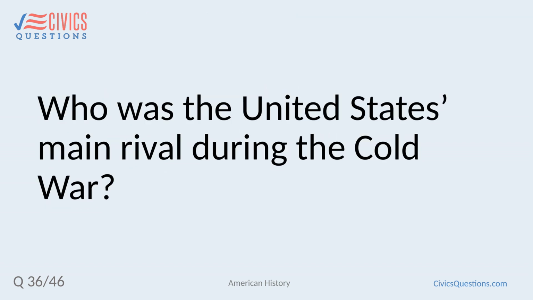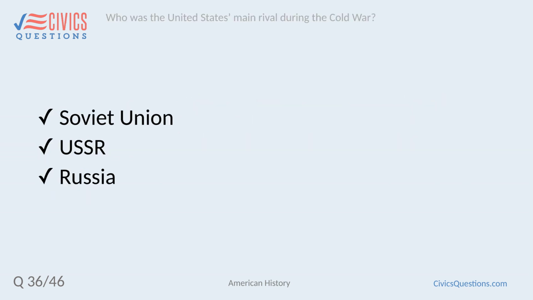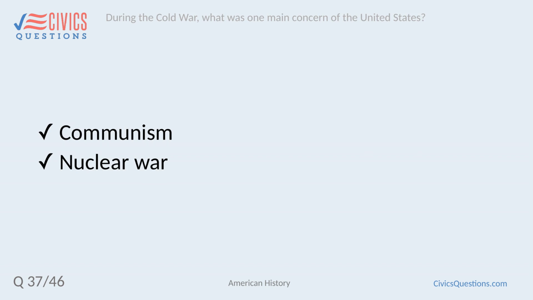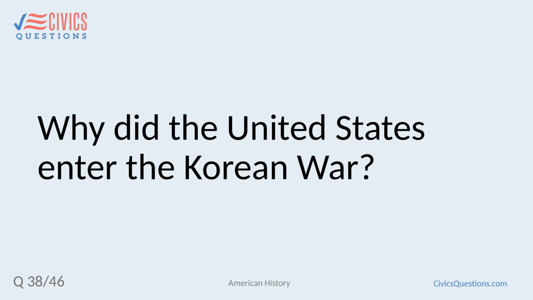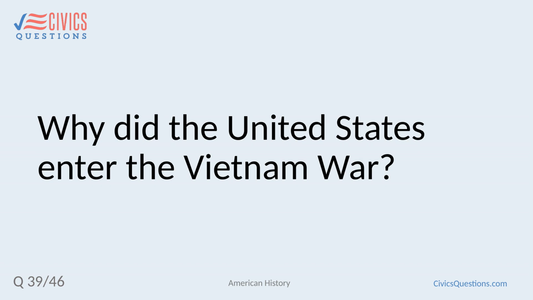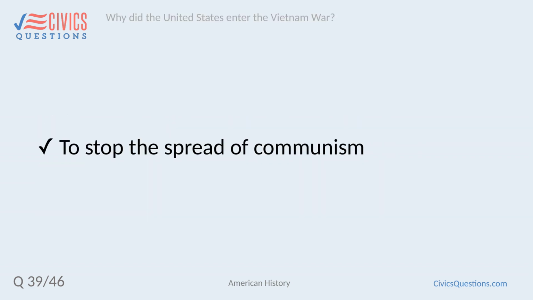Who was the United States' main rival during the Cold War? Soviet Union, USSR, Russia. During the Cold War, what was one main concern of the United States? Communism, nuclear war. Why did the United States enter the Korean War? To stop the spread of communism. Why did the United States enter the Vietnam War? To stop the spread of communism.